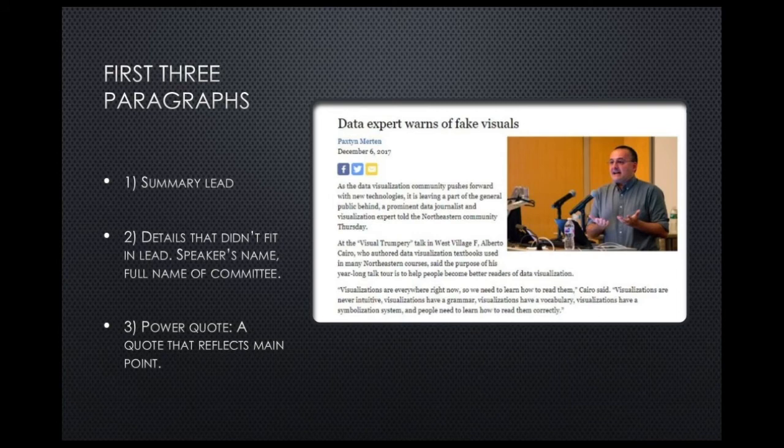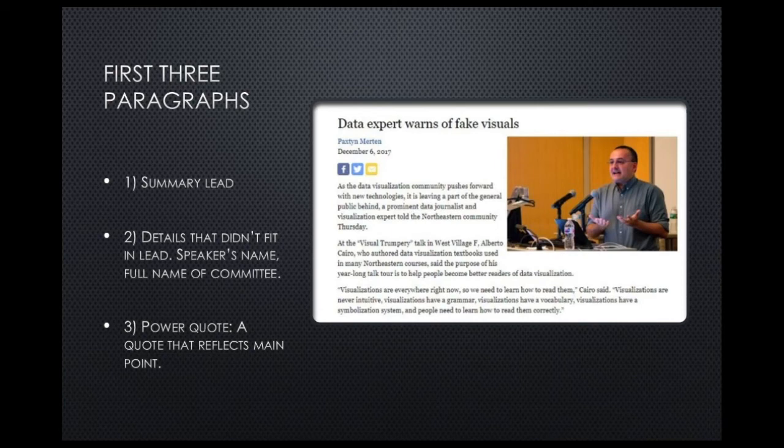All right, so when you start to write, an important part of a news story, and actually your profile will use something like this, but not exactly the same, are the first three paragraphs. So you're going to have that summary lead. We're going to talk more about that. That's the who, what, where, when, the main point of the speaker. Then you're going to have details that didn't fit in the lead, the speaker's name usually.